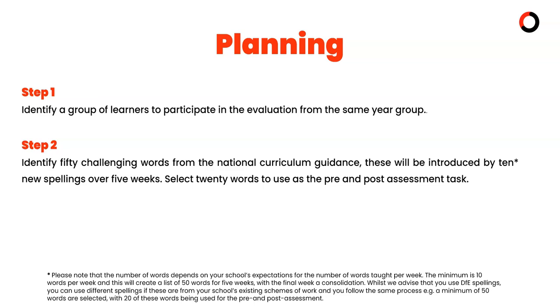Please note that the number of words depends on your school's expectations for the number of words taught per week. The minimum is 10 words per week, and this will create a list of 50 words for 5 weeks, the final week being a consolidation. Whilst we advise that you use the DFE spellings, you can use different spellings if these are from your school's existing schemes of work and you follow the same process. A minimum of 50 words are selected, with 20 of these words being used for your pre- and post-assessment.